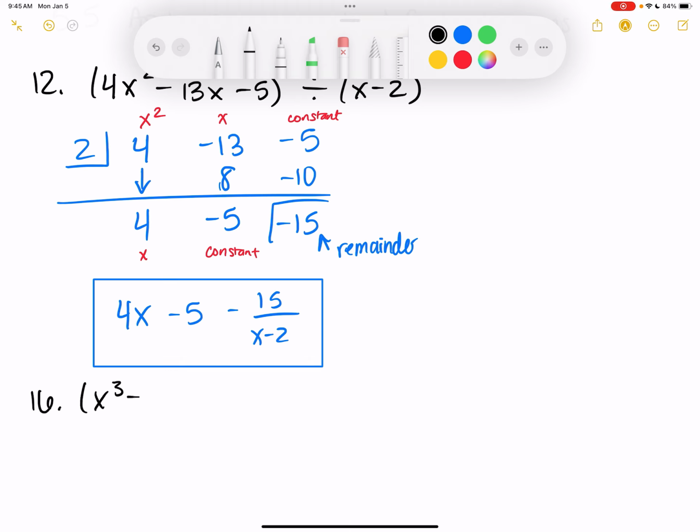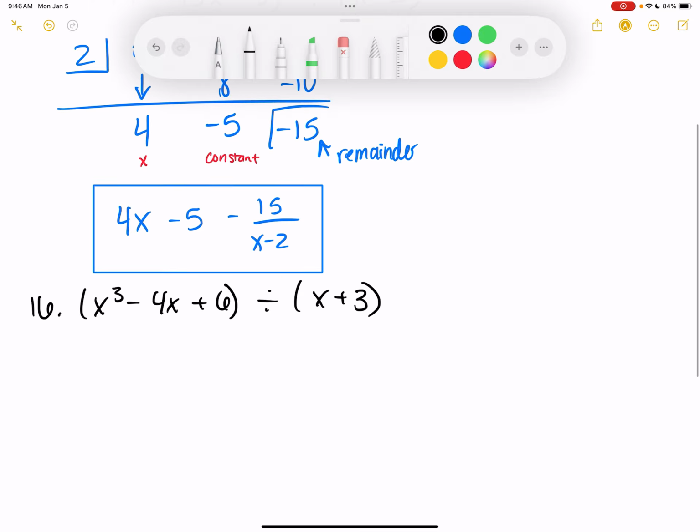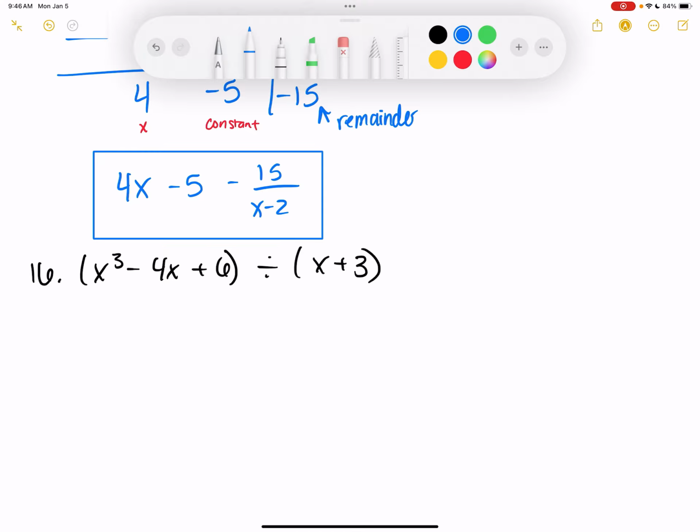x cubed minus 4x plus 6 divided by x plus 3. We need to add another term. I've got a missing term, so it might be good to note that, plus 0x squared, just so that you have it.